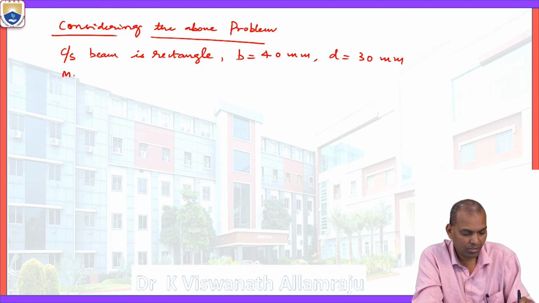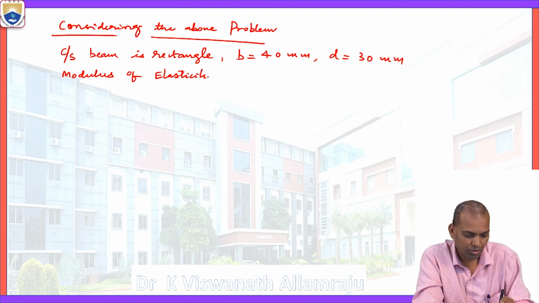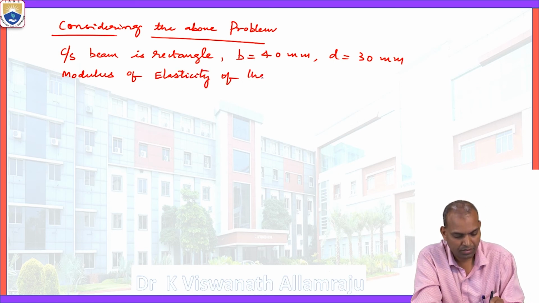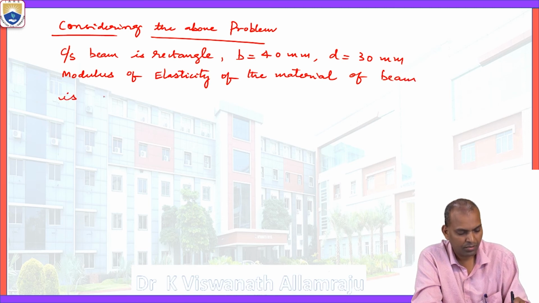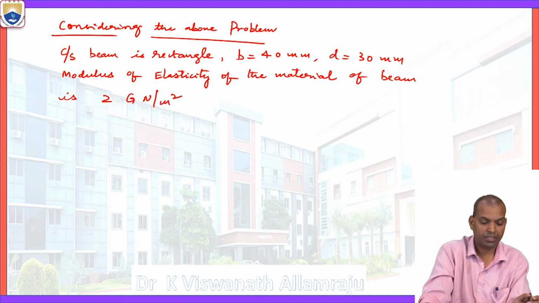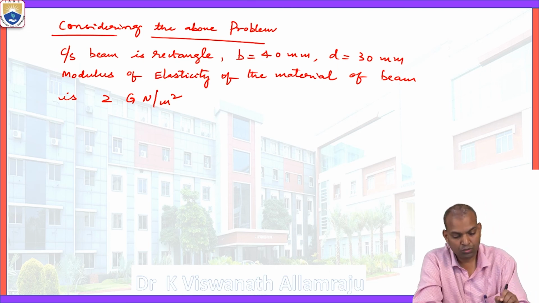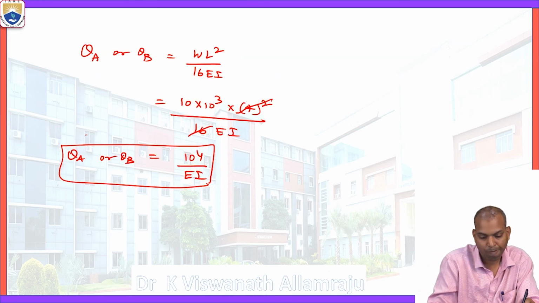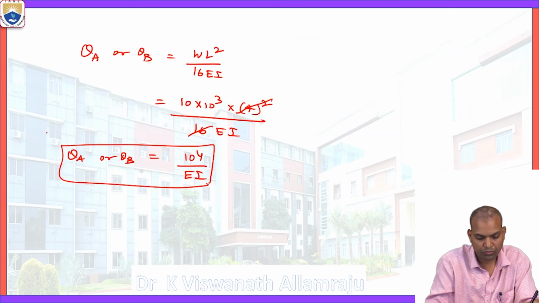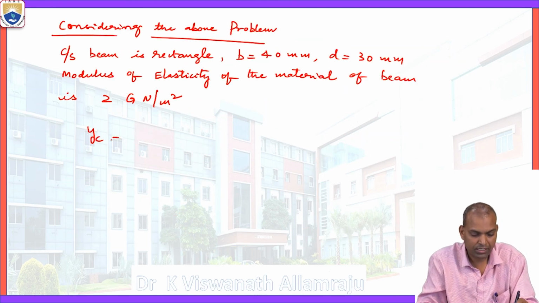and the property, modulus of elasticity of the material of the beam, is 2 giganewton per square meter. Then how to consider it? From this, we already calculated that Yc at the center is equal to 4 by 3 times 10 power 4 by EI.